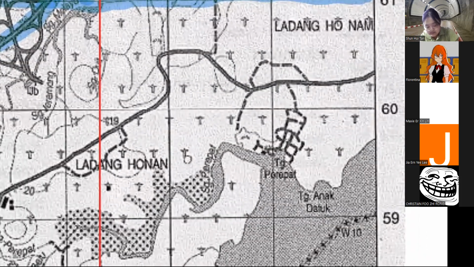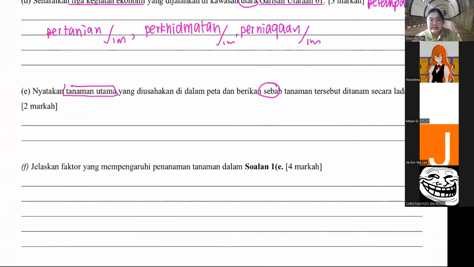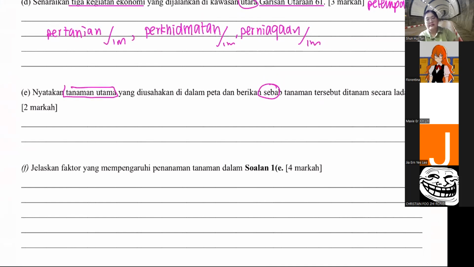What is this? Kelapa. Kelapa apa? Kelapa sawit, yeah. So you can say kelapa sawit. Trees, no, you cannot write trees. Kelapa sawit. Okay, kelapa sawit, yeah.